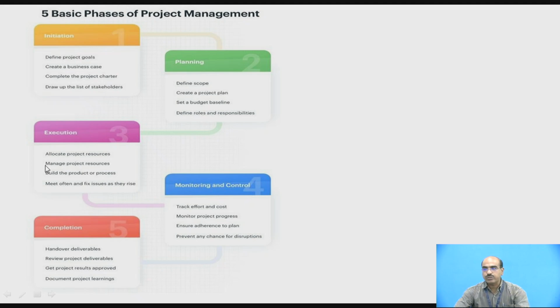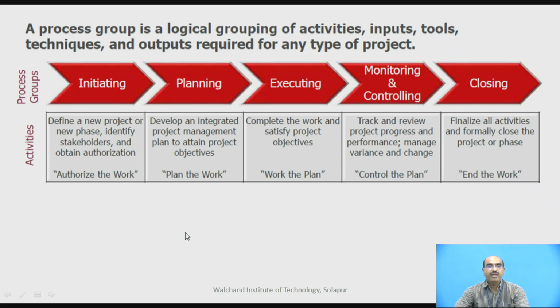Execution: allocating the project resources, managing the project resources, building the product or processes, meeting often and fixing issues as they arise. So you have to work day in and day out. Monitoring and control: tracking effort and cost, monitoring the project progress, ensuring adherence to the plan, then preventing any chance of disruption. Finally, the completion comes into the picture: hand over deliverables, review the project deliverables, get the project results and approvals, document the project learnings. Finally, the project groups are initiating, planning, executing, monitoring and control.